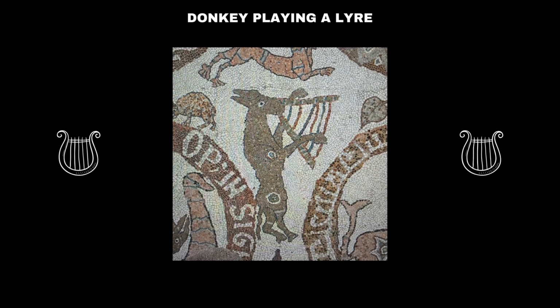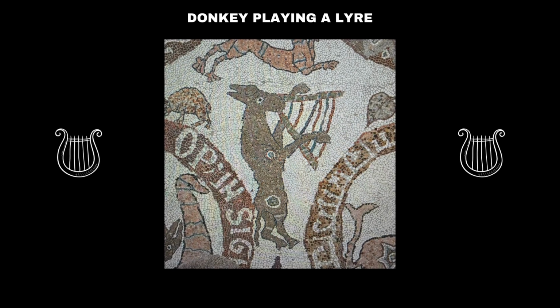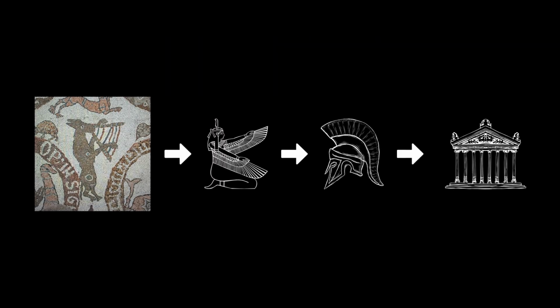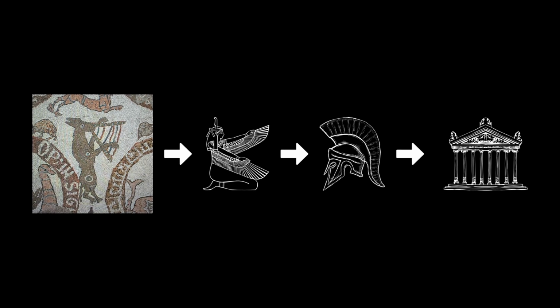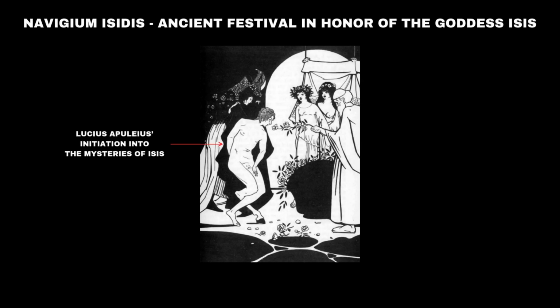The image of a donkey is prominent in Romanesque architecture and design. The story of the donkey playing a lyre derives from a mix of cultures, including Egyptian, Roman, and Greek cultures, which traces its roots to an ancient rite of passage, a religious initiation rite of the Isis cult.